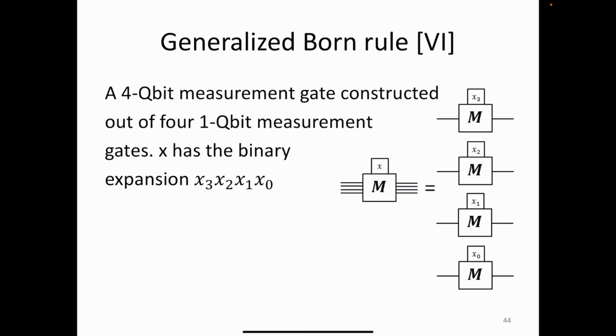Here we see a 4-qubit measurement gate constructed out of 4 1-qubit measurement gates, and x has the binary expansion, in that case x sub 3, x sub 2, x sub 1, x sub 0, indicated here on the top. Okay.